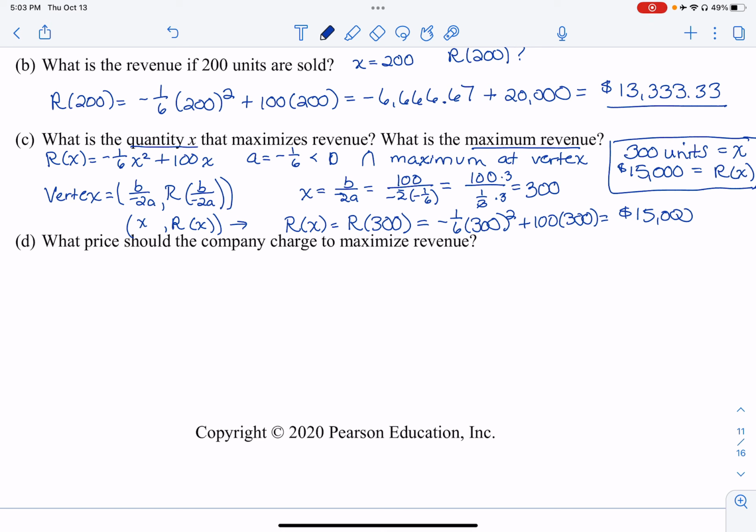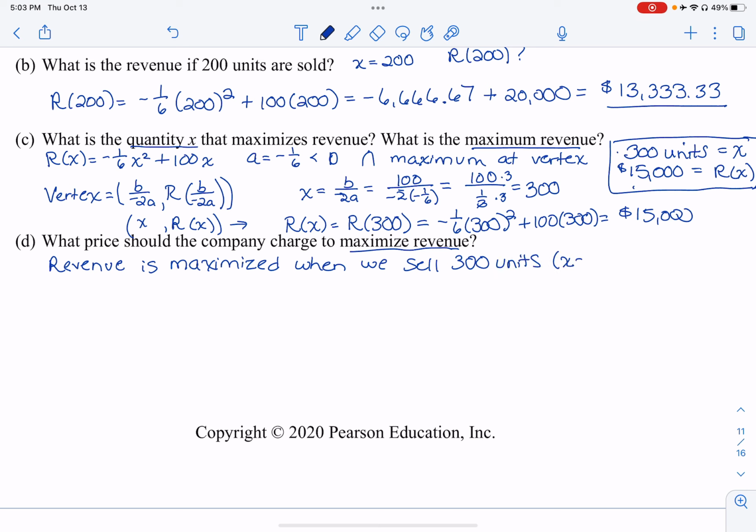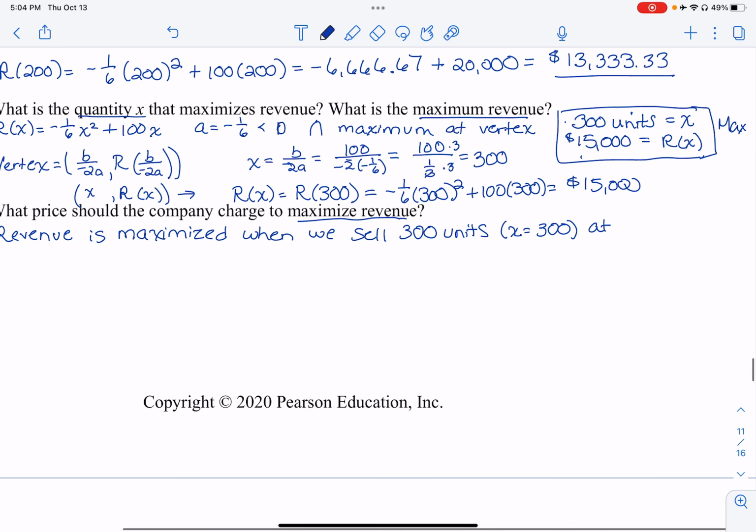Then what price should the company charge to maximize the revenue? So we already found where the maximum revenue was. We know what the number of units are, so we can say revenue is maximized when we sell 300 units. So that's X equal to 300 at $15,000.